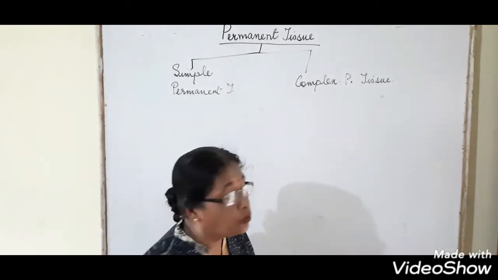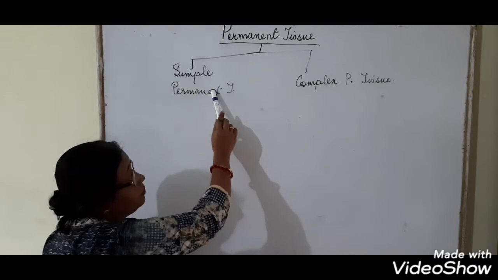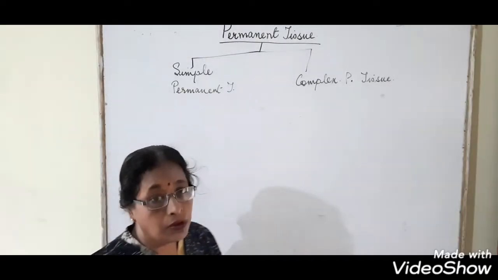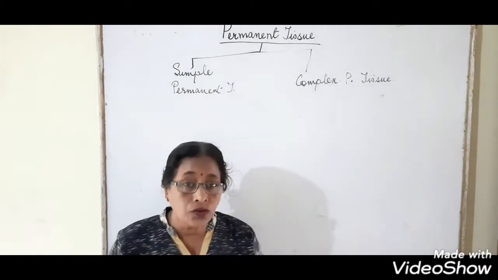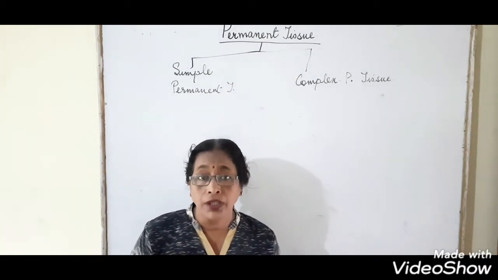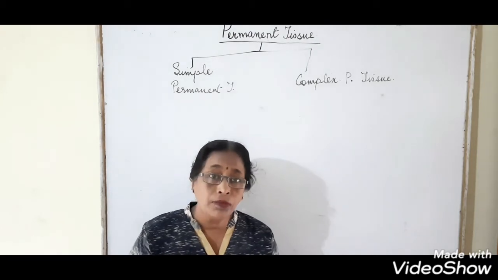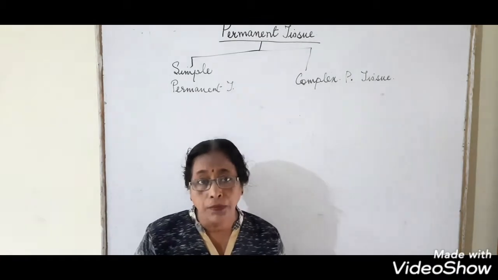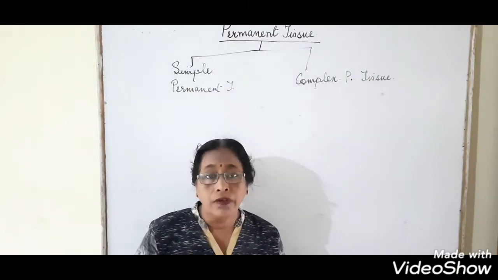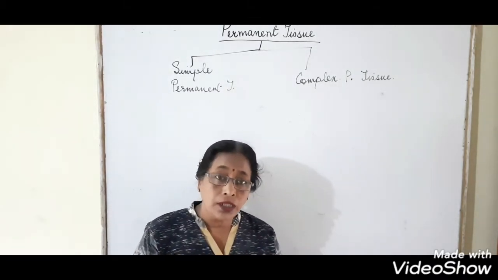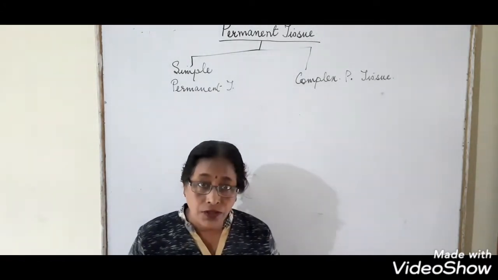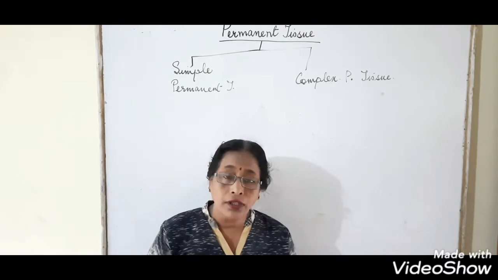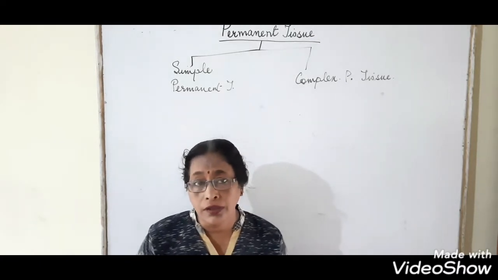The permanent tissues are of two types, simple permanent tissues and complex permanent tissues. So before we start, let us know what are simple permanent tissues. The simple permanent tissues are those tissues whose cells are made up of similar type of cells which are similar in structure, similar in function and similar in origin. So there are three types of simple permanent tissues.